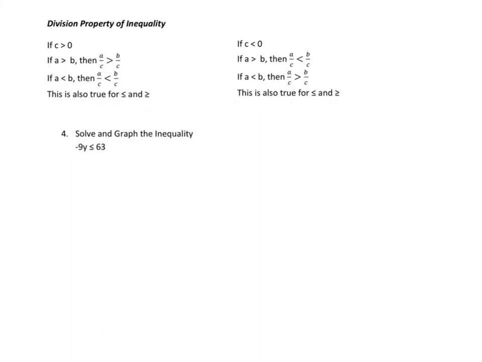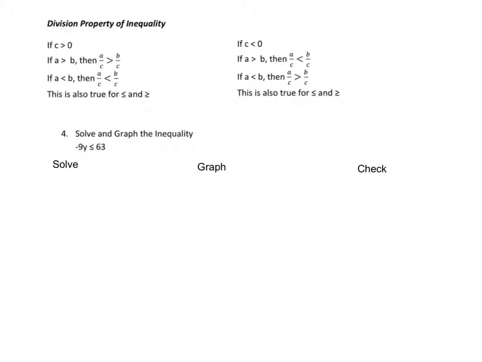Division property of inequality. This property is very similar to the multiplication property of inequality. It states that dividing both sides by the same number will keep the inequality true. However, if you're dividing both sides by a negative, then you must flip the sign, just as we did in multiplication property of inequality.